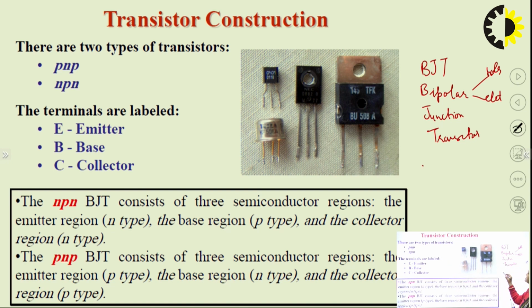Generally, a BJT consists of three layers. It is also called a three-layer device or three-terminal device. Three terminals are emitter, base, and collector. So, this is the one terminal, this is the second terminal, and this is the third terminal. Taking an example of PNP transistor, here emitter is P and base is N and collector is P.